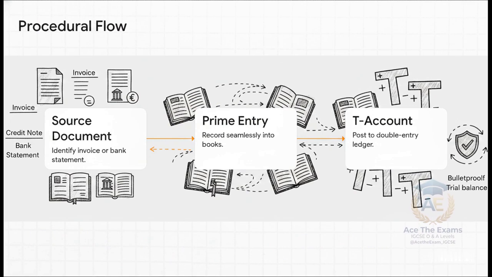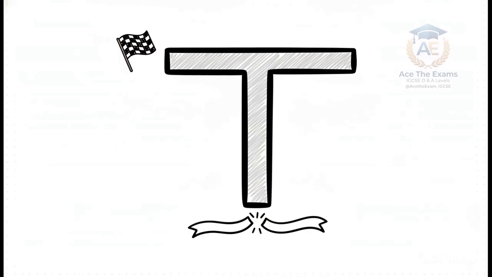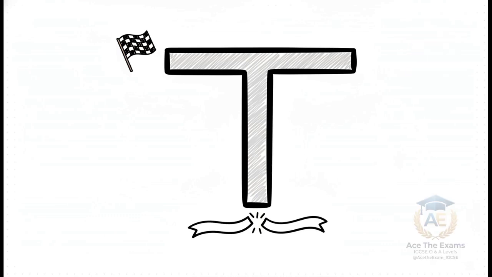That logical flow relies entirely on procedural logic. Step 1, identify the correct source document, like an invoice or a credit note. Step 2, record that data seamlessly into the books of prime entry. And Step 3, post it accurately to the T-account double entry system. This is your cause and effect chain. If you understand exactly how a single source document physically feeds into the ledger system, you completely bulletproof your trial balance against careless omissions.